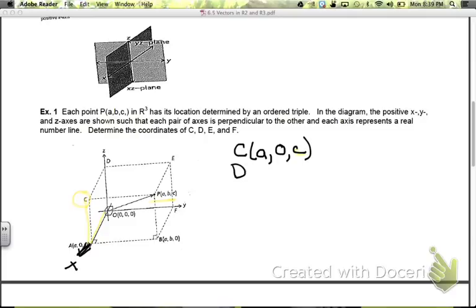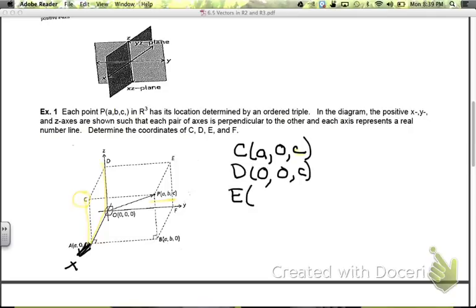Similarly, let's look at D. So D here, starting at my origin, we're going to start at the origin once again. Now, do I need to move on my x-axis at all? No, I don't need to move at all. Do I need to move on my y-axis? No, because I just want to get to D, which is directly vertical from our origin. So again, y is 0. But to get from my origin to D, we've moved up C units.